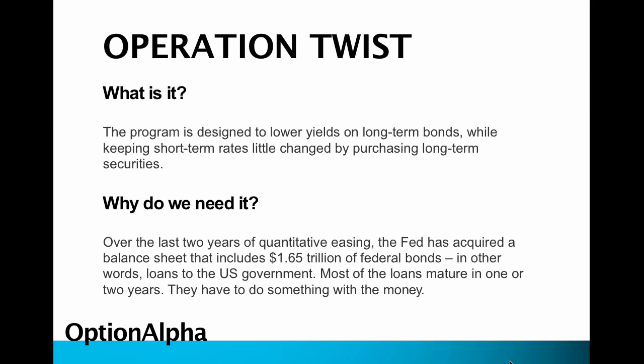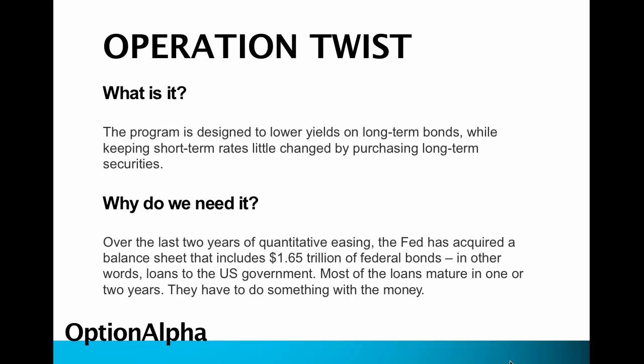So Operation Twist, what is it, right? The program is specifically designed to lower yields on long-term bonds. The Fed's already done this on short-term rates by buying up mortgage bonds and by pumping money into the system by buying up government bonds. So they've done this on shorter-term rates already, but now they're going to try to do it on long-term securities as well, by purchasing long-term securities.